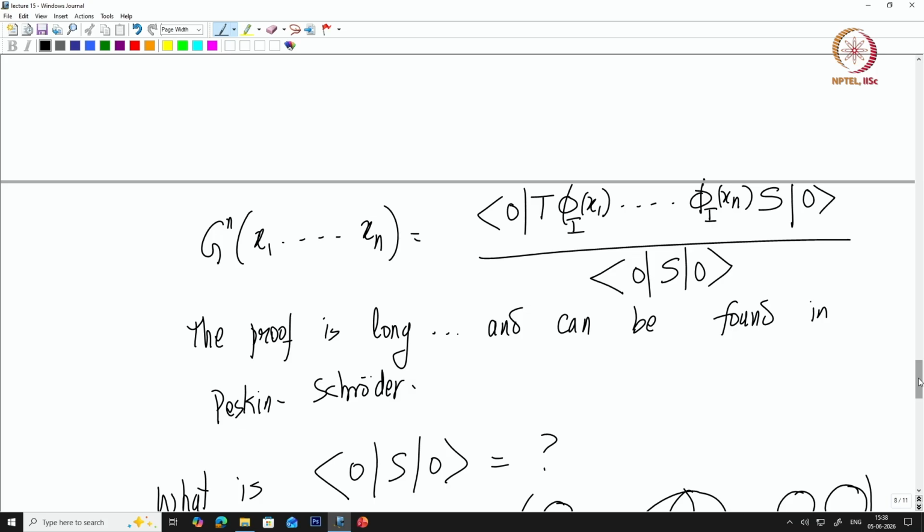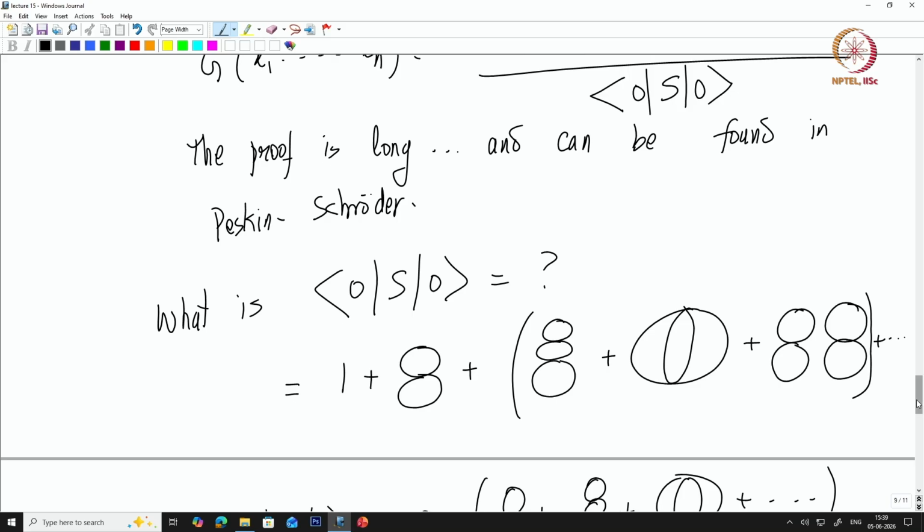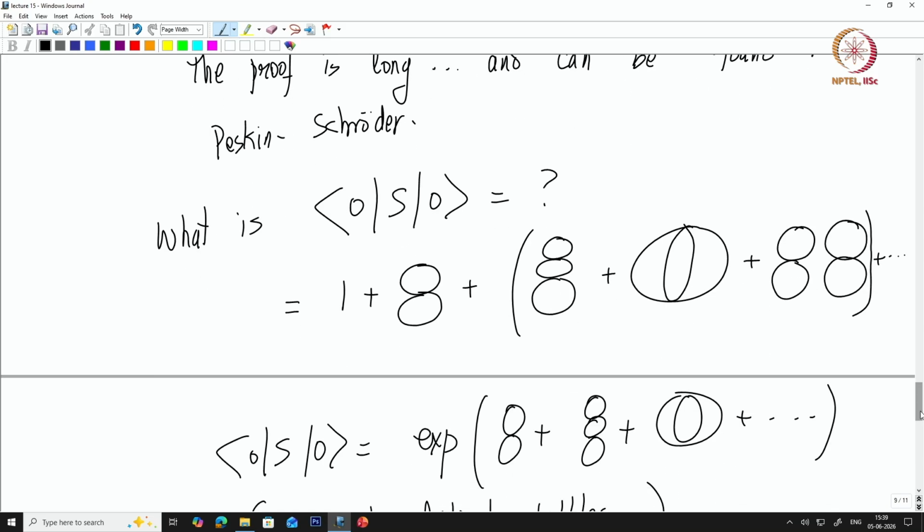Okay. So I did not show you the proof; I said you can find it in Peskin and Schroeder and various other places. So this can be shown, and you have to understand what this vacuum to vacuum transition with S is. We have argued that all possible interactions which lead vacuum to vacuum are nothing but these vacuum bubbles, in which there is no external line.